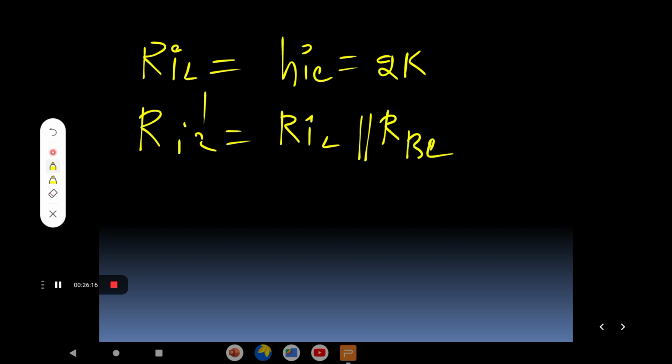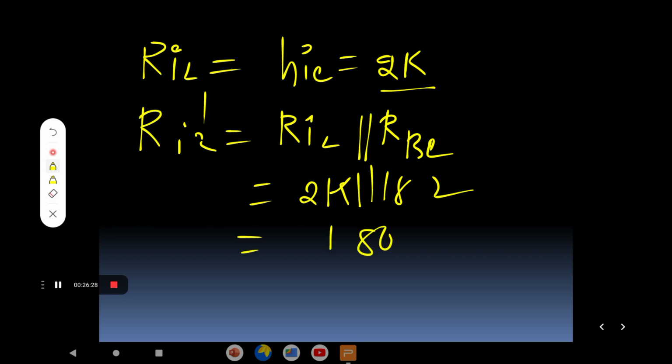Suppose you are calculating these two, RI2 is 2 kilo ohm. Therefore, 2 kilo ohm is connected in parallel with the resultant value of RB2. RB2 value is approximately 18.2K. Then you will get a value of around 1.80 kilo ohms, like this.